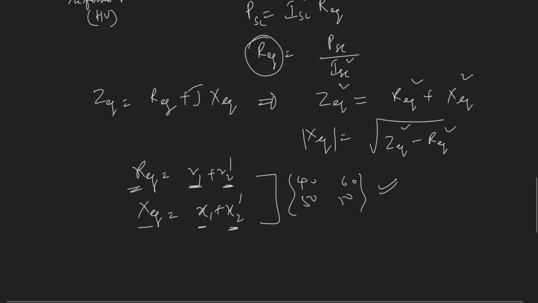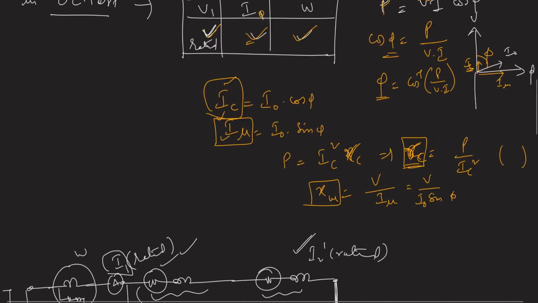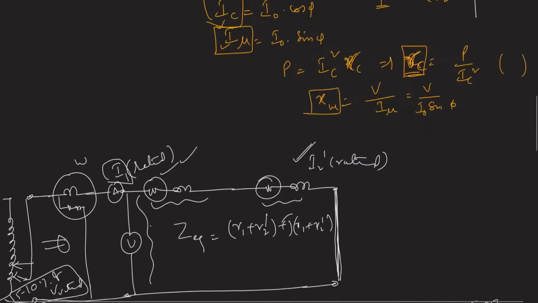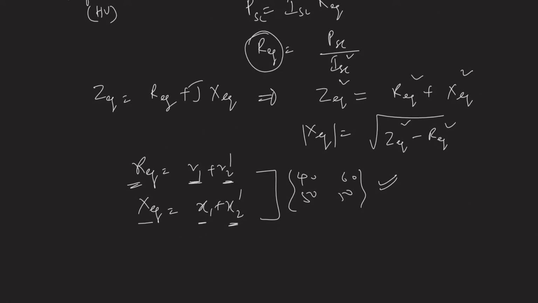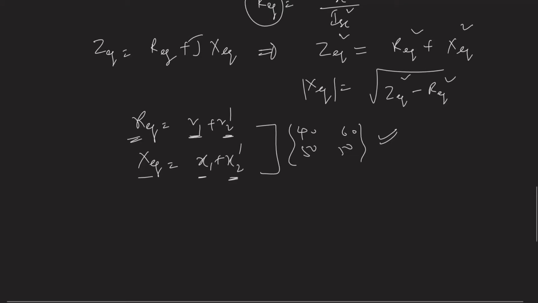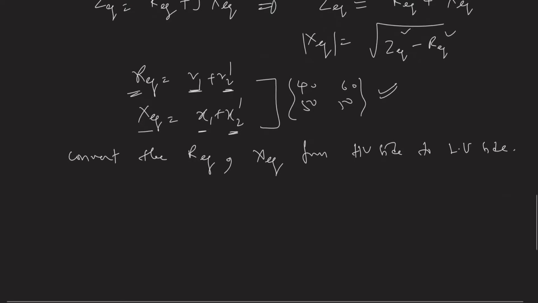Okay, now from these two tests, in the OC test we got the parameters on the LV side, and in the SC test we got these two parameters on the HV side. So you have to convert R equivalent and X equivalent from the HV side to the LV side.